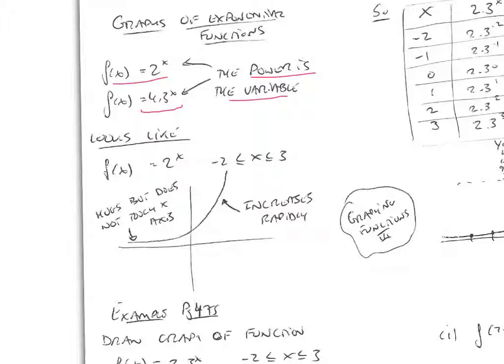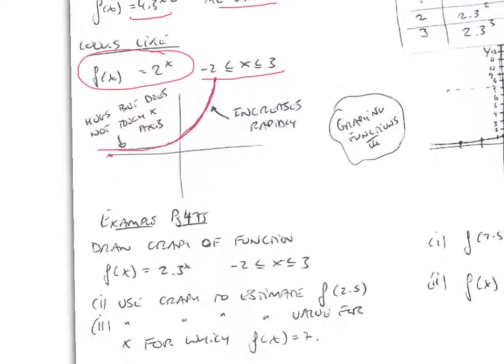Let's say we were to plot f of x equals 2 to the power of x between minus 2 and 3. Then we get this exponential curve. And we just note that whilst the curve will hug the x-axis, it will never touch it, and an exponential curve is one that increases or rises rapidly.